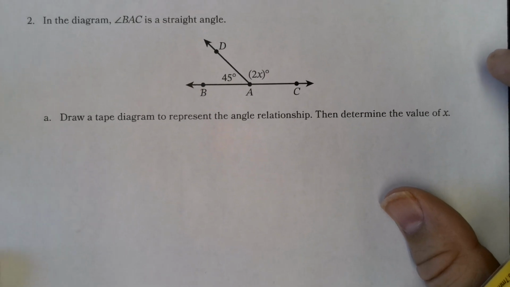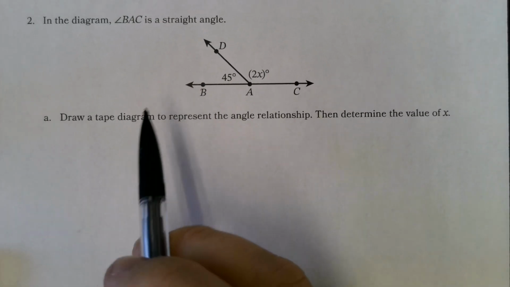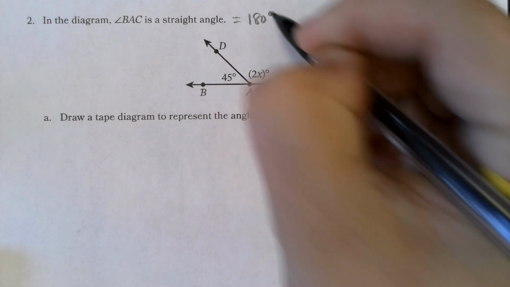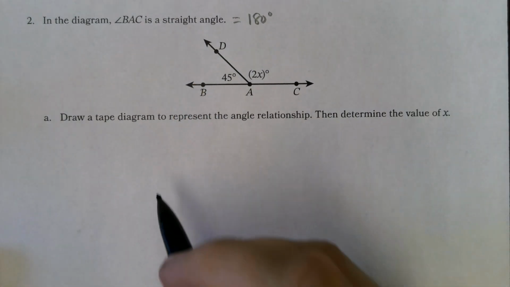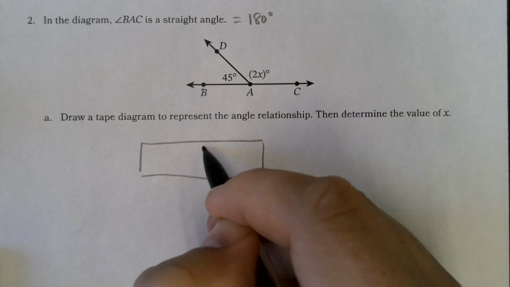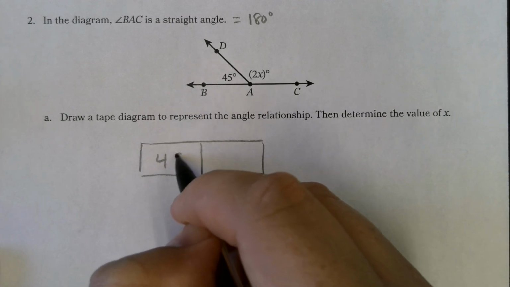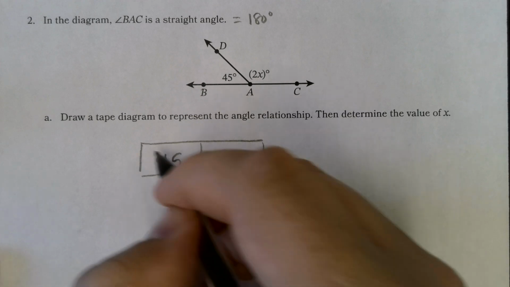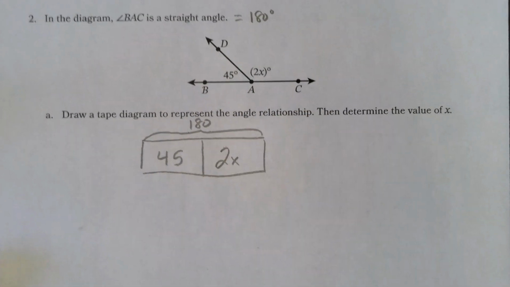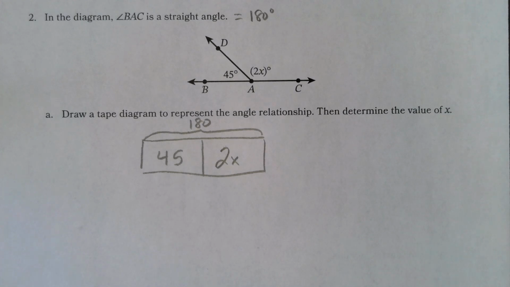Number 2, we have a straight angle. And straight angles, remember, equal 180 degrees. So if we draw a tape diagram here to represent this, I have 45 and I have 2x. And together this makes 180 degrees. We have to figure out what the value of x would be for this situation.